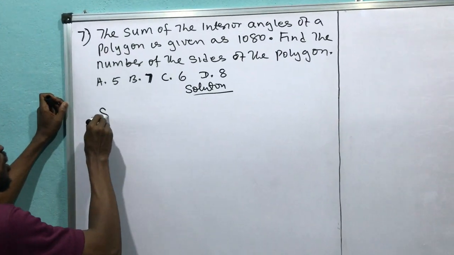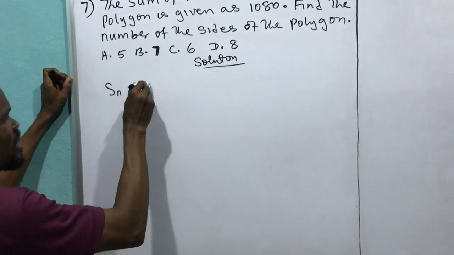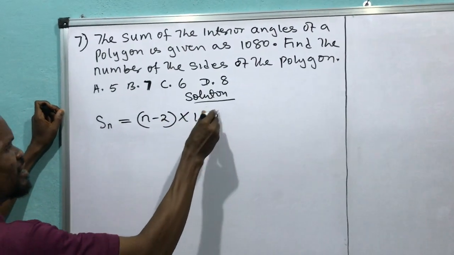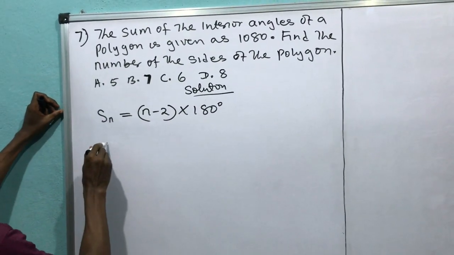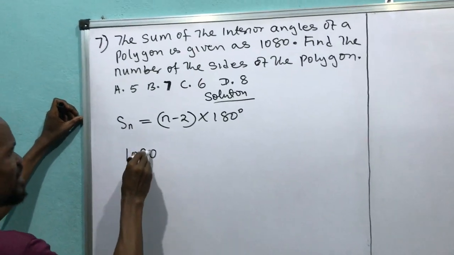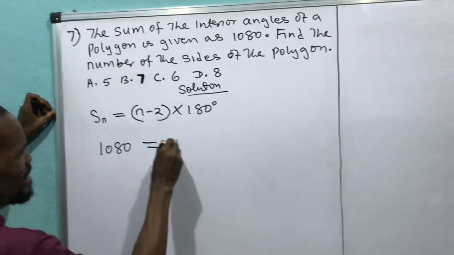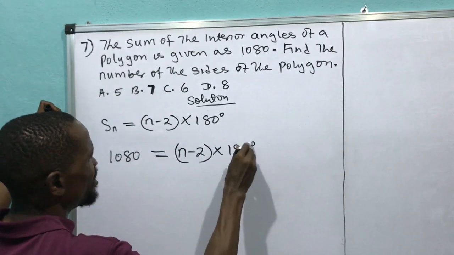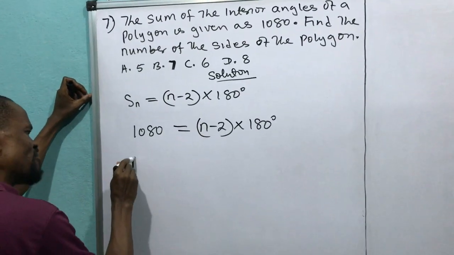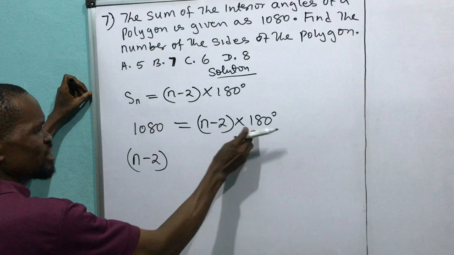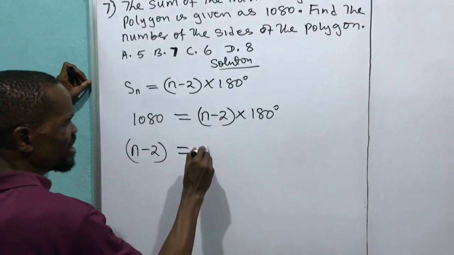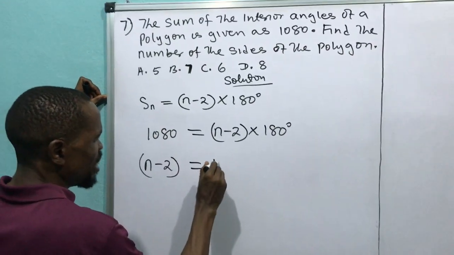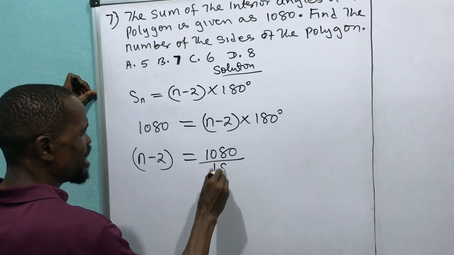I remember that the sum of the interior angles of a polygon is (n minus 2) times 180 degrees, and the sum is given to me as 1080. So 1080 is equal to (n minus 2) times 180 degrees. Making n minus 2 the subject of the formula, I divide through by 180. That means 1080 divided by 180.